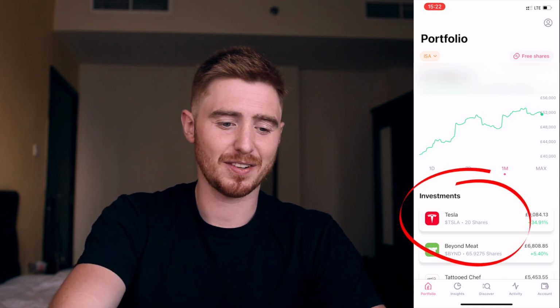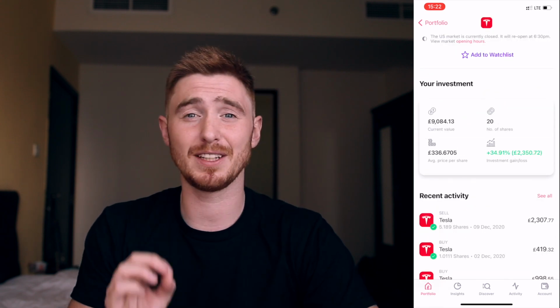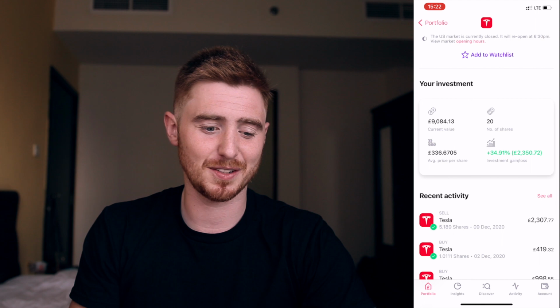For now, the first page, you see your portfolio. It shows you the investments that you're involved in. You can click on them from here, like Tesla is one of my investments. You see your current value, exactly what the value of this investment is, how many shares you have, and the average price.